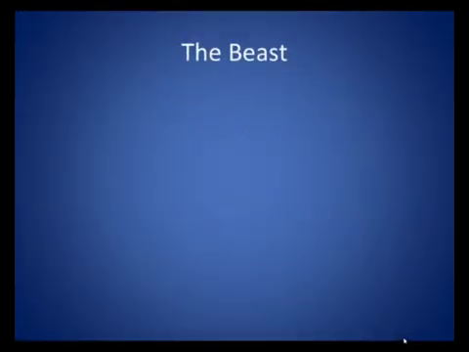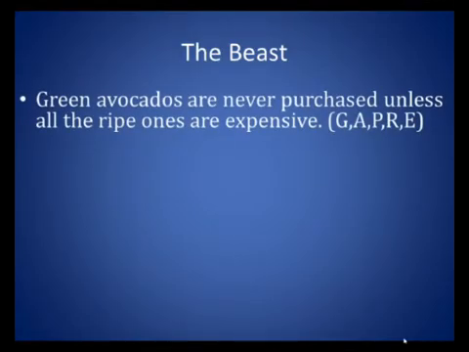Now let's look at what I'll call the beast. This is a really complicated translation. And no, I don't expect many of you to figure it out right off the bat, but hopefully once we talk through it, you'll get an idea. So here it is. Green avocados are never purchased unless all the ripe ones are expensive. So we have G for green, A for avocado, P for purchased, R for ripe, and E for expensive.